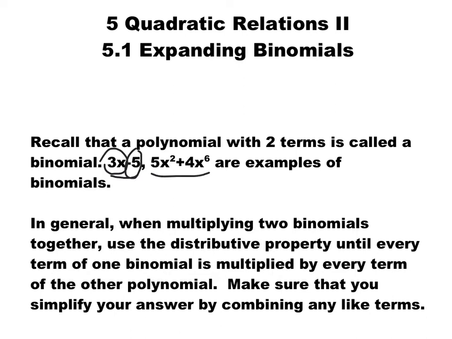Another one is 5x squared plus 4x exponent 6. Two terms again. 5x squared is one term and positive 4x exponent 6 is another term. Now, when we are multiplying two binomials together, the one thing that you have to make sure is that every term in one bracket here has to be multiplied by every term in the second bracket.